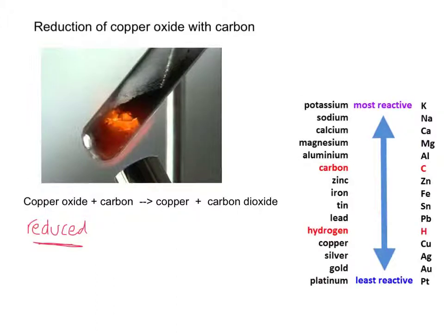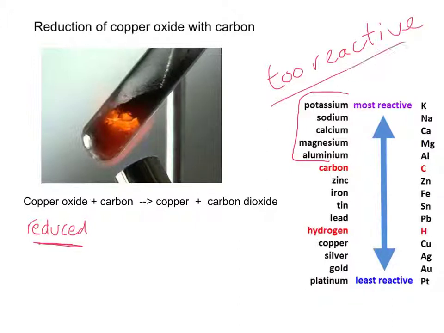If carbon is going to reduce the metal oxide, then the metal compound must be below carbon in the list. So carbon is here. We have zinc oxide, iron oxide, copper oxide. They're all reduced with carbon. These metals are too reactive, and so carbon can't be used to make the metal. We have to use a different process. And this process is called electrolysis, and we'll talk about it later on.